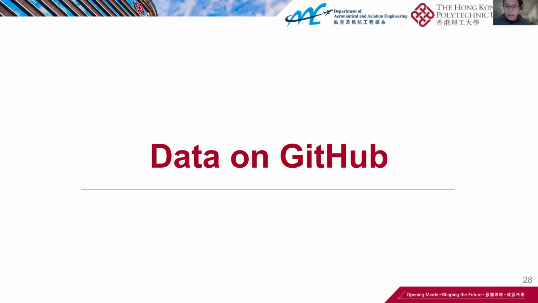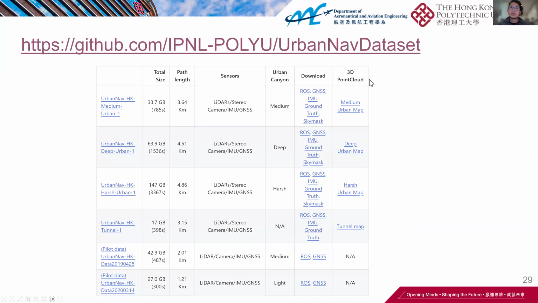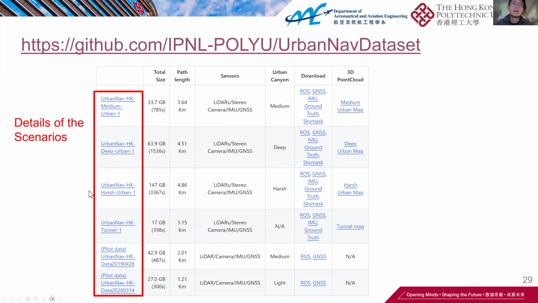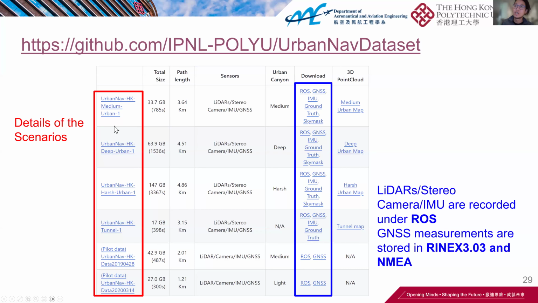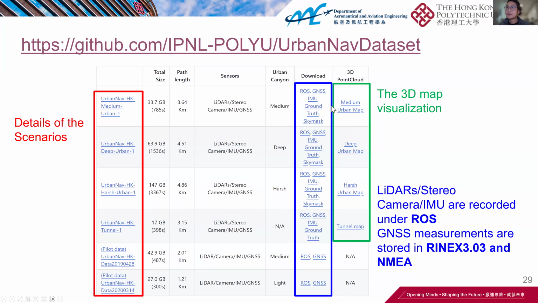Okay, and then this is all about the environment and data. So I want to show you what it looks like in our GitHub repo. If you go and Google UrbanNav dataset, you will find this link. This is the main table we have. On the left-hand side, it talks about all the details of different scenarios. If you click, you will see all the details. I will show you in the next page. And on here, you can have all the data, like LiDAR, stereo camera, IMU, GNSS, and also sky mask over here, ground truth over here. You have the point cloud over here if you click it.